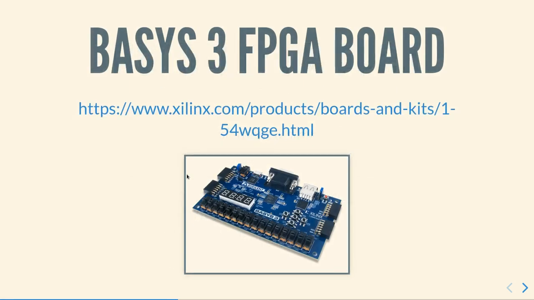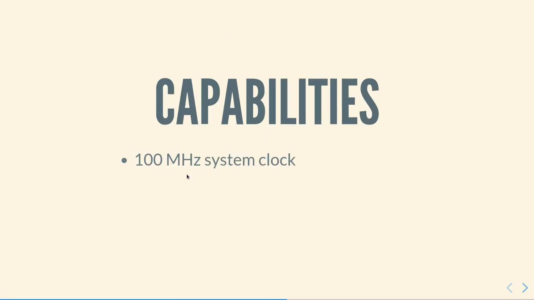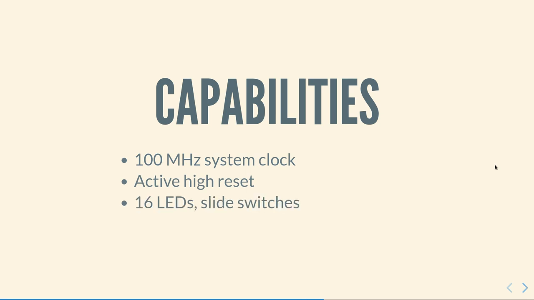The board that we are using is the Basys 3 FPGA board. It's manufactured by Digilent. The board has a 100 MHz onboard system clock, an active high reset, 16 LEDs and slide switches, a 7-segment display, PMOD extensions, and various other modifications. For our purposes, the system clock and some of the LEDs are primarily what we will be using for this demo.